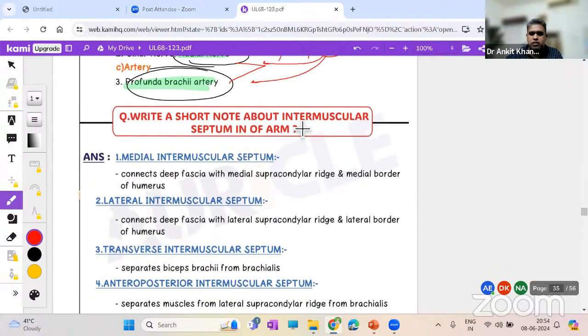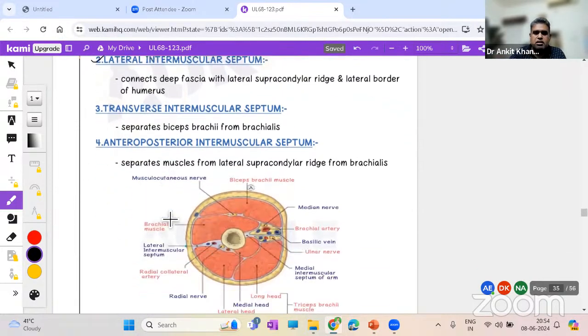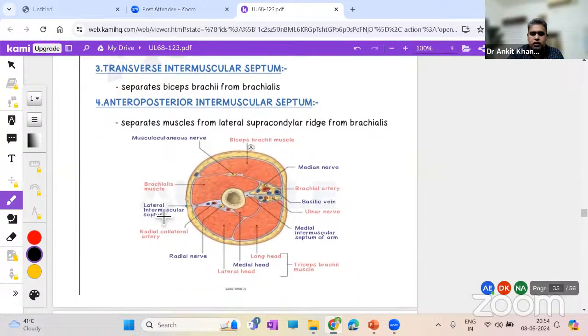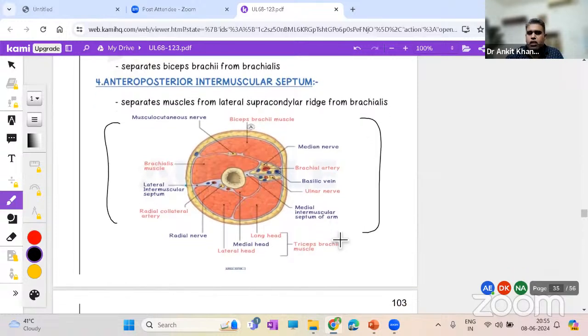Intermuscular septum in the arm. They might sometimes ask you a rare question, but here are the two septa. The medial septum is this, and the lateral septum goes like this: the medial and lateral intermuscular septa. The transverse intermuscular septum also separates some superficial from deep muscles, like separating the biceps from the brachialis. Now here is a diagram which is actually worth practicing.